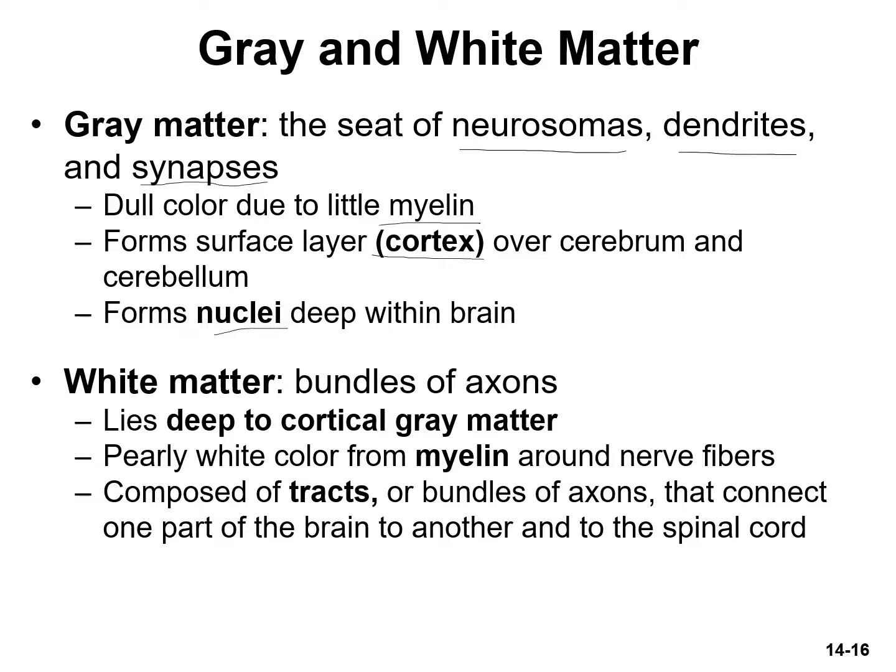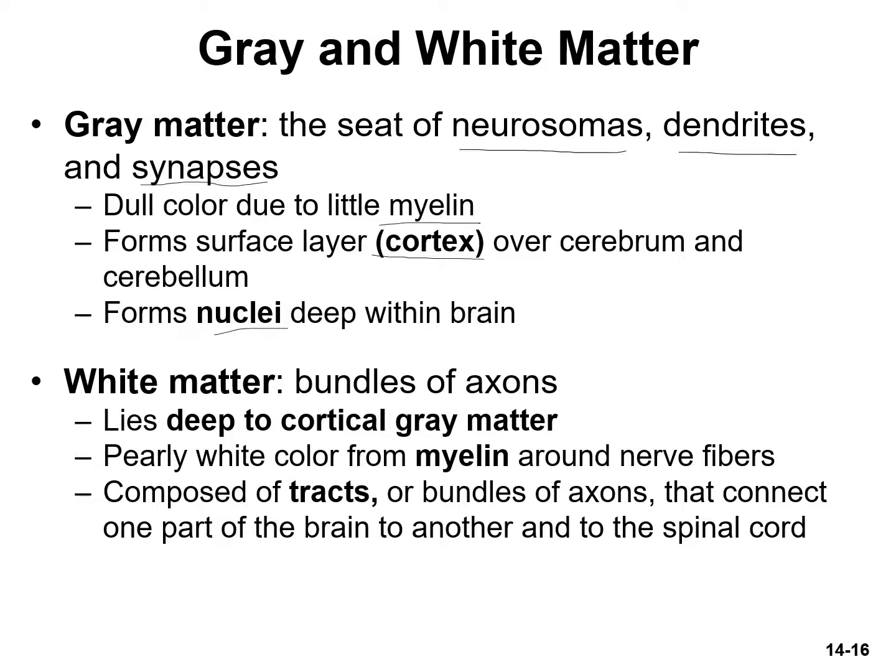And then we have our white matter. These are comprised of bundles of axons. So remember, axons are the long tail-like appendage of your neurons. This is where the action potential gets propagated down, starting at the axon hillock, all the way down to the axon terminal. So white matter typically lies deep to the cortical gray matter.